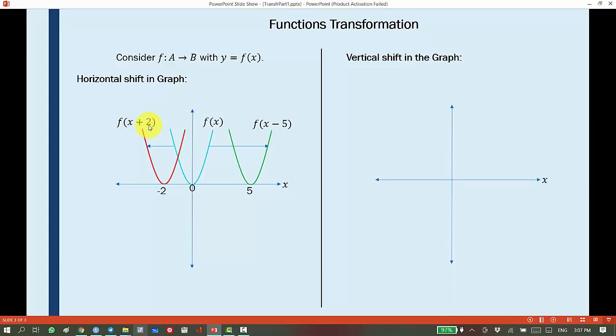The vertical shift also can be seen in the graph. Again, consider the parent function y is equal to f of x. And let's shift it 2 units upwards. That is, we push the graph 2 units upwards. As a result, we get this new function here, whose equation is f of x plus 2. Or we can shift it downwards by 5 units. That is, we push the graph of the parent function 5 units downwards. As a result, we get this function here, whose equation is f of x minus 5.